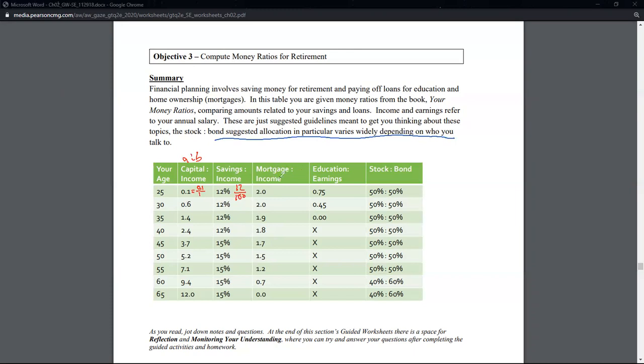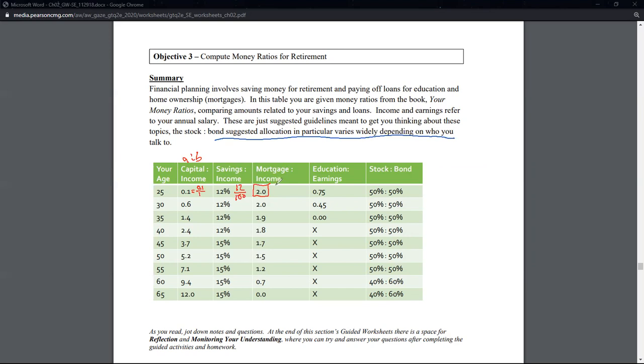The mortgage to income, this is another one I widely disagree with. In my opinion, you're going to have a hard time getting a starter home, if it's not just a shack, I suppose, where your mortgage is twice your income. If you're making $50,000 a year, that says you can only afford $100,000 in house.